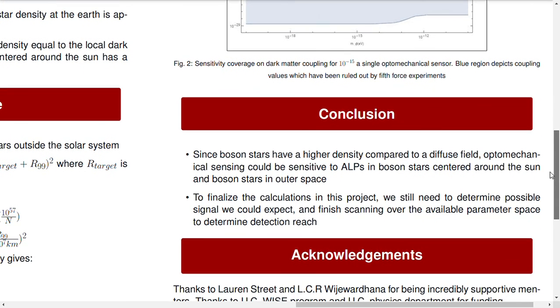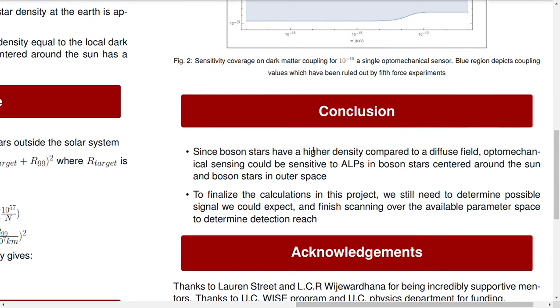In conclusion, we found that since boson stars have a higher density compared to a diffuse field, optomechanical sensing could be sensitive to ALPs in boson stars centered around the sun and boson stars in outer space. To finalize the calculations of this project, we still need to determine the possible signal we could expect and finish scanning over the available parameter space to determine detection reach.